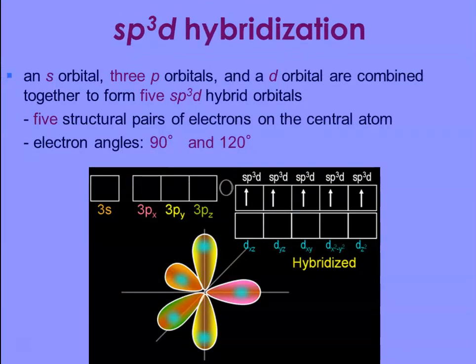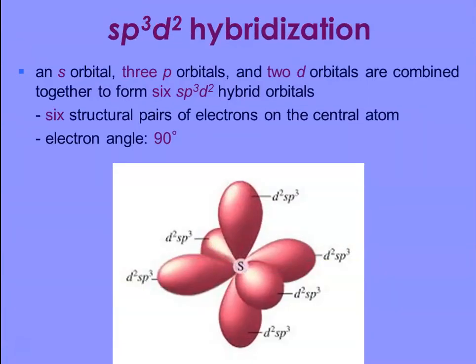When we start to run into those elements in period 3 or higher, that's when we start to add on additional orbitals. Here with sp3d hybridization, by taking an additional d orbital and adding it to the 3 p and 1 s orbitals, we're able to form that trigonal bipyramidal shape. And then finally, when we repeat what we just did but add another d orbital in, we can form an octahedral-like geometry.